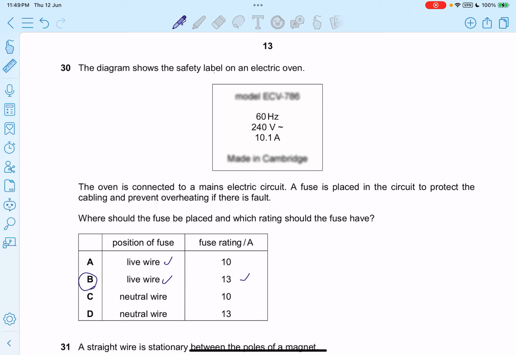The diagram shows the safety label on an electric oven. Oven is connected to a mains electric circuit. A fuse is placed in the circuit to protect the cabling and prevent overheating if there is a fault. Where should the fuse be placed and which rating should the fuse have?